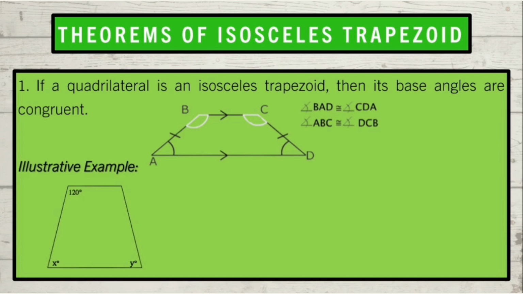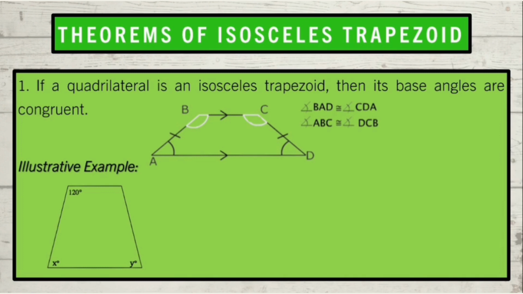Let us have an illustrative example again. I want you to draw an isosceles trapezoid and mark one of the upper base angles equal to 120 degrees. And let us together find the measure of the other angles. Are you ready? Did you get it?